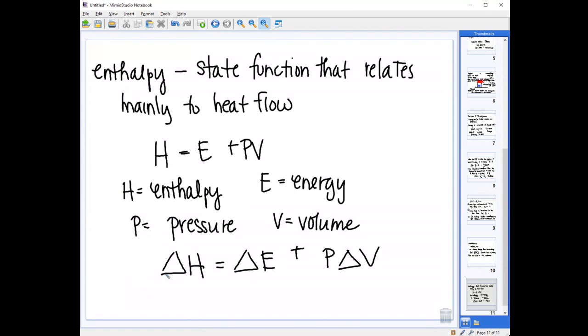So a change in enthalpy is equal to a change in energy plus pressure times a change in volume. Notice we don't have a delta P, because pressure remains constant, since we're dealing with atmospheric pressure. Remember, that's the pressure pushing down on us from all of the gases in the atmosphere. As long as we remain in a constant place, we're going to have constant atmospheric pressure, so our pressure is not going to change. If we change our volume, we change our energy, then we change our enthalpy. We're changing how heat is flowing through a system. That's really what we're looking at with enthalpy: how is that heat flowing through a system. If we change the amount of volume or the amount of energy, then we're going to change the enthalpy.